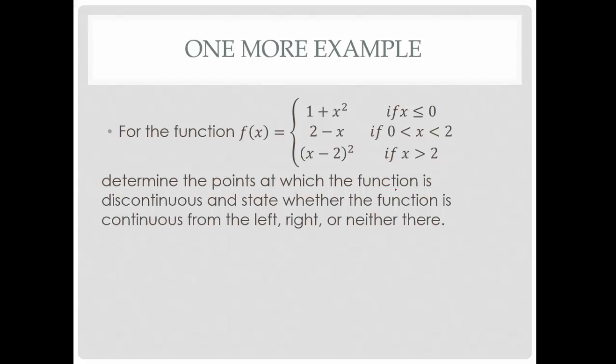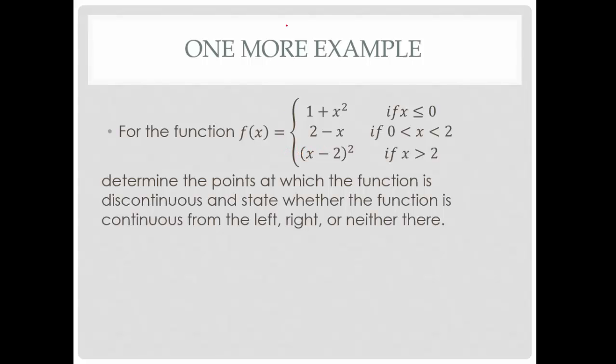Okay, let's look at a new example. Here's a piecewise defined function. It does have three pieces to it. We're going to determine the points at which the function is discontinuous and state whether the function is continuous from the left, right, or neither there. We need to find where it's discontinuous, and then at those discontinuities determine is it continuous from the left, the right, or neither. So the first thing we want to do is figure out where we should be looking for these discontinuities.